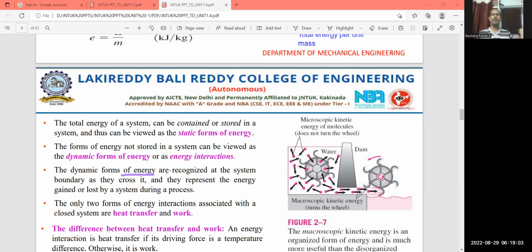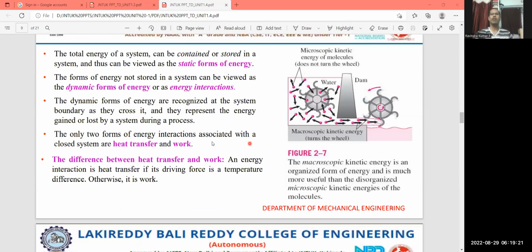The dynamic forms of energy are recognized at the system boundary as they cross it, and they represent the energy gained or lost by the system during the process. So there are two forms of energy interactions associated with a system, heat and work. If an energy interaction is a heat transfer, that is, its driving force is a temperature difference, then we consider it as heat. Otherwise, we will consider it as work energy.